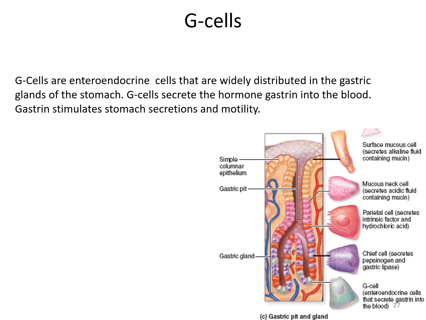Lastly, we have the G cells. The G cells are what we call enteroendocrine cells. Entero because they're part of the digestive system, endocrine because they release a hormone. So you'll see those distributed throughout the gastric glands in the stomach. The G cells release something called gastrin. Gastrin goes into the blood and it stimulates stomach secretions and motility.